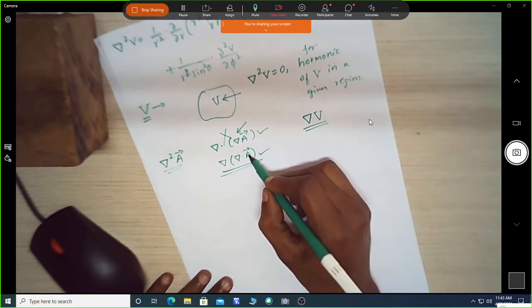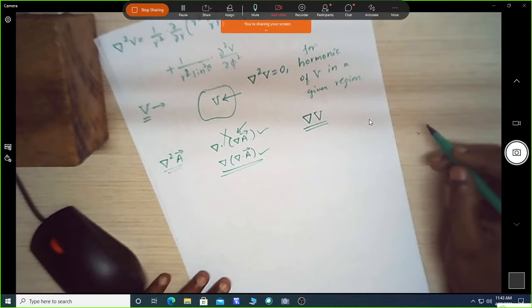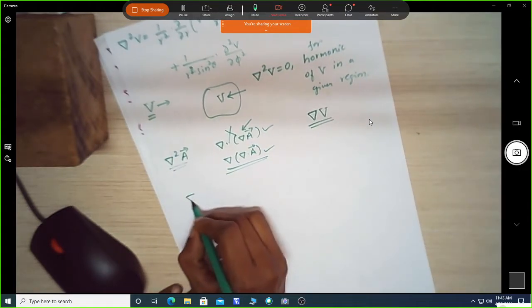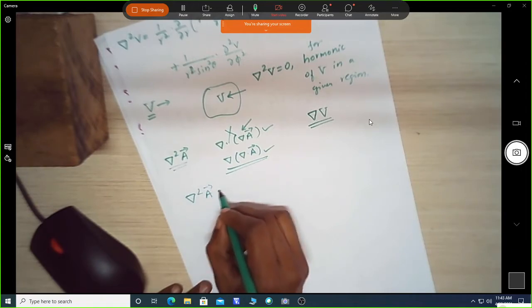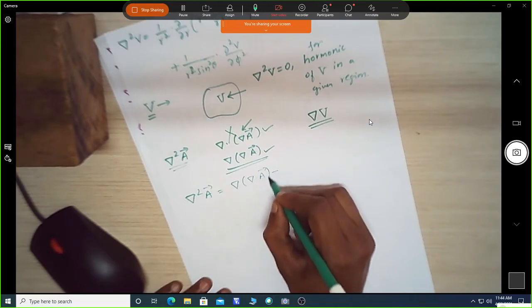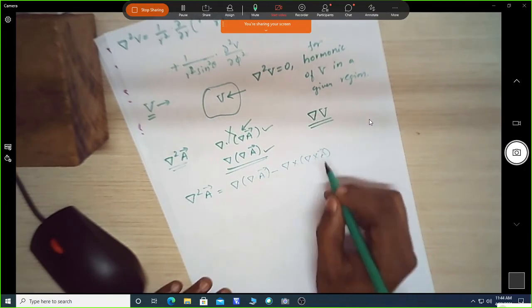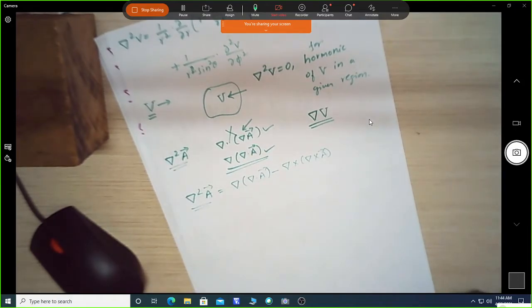The divergence of a vector we have defined already. So it is the gradient of the divergence of vector A. That is how we have defined it, and we can define del square A as del of del dot A minus del cross of del cross A. So this is the complete equation for the Laplacian of a vector.